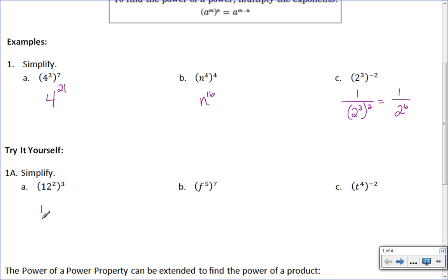Okay, here you should have gotten 12 to the 6th. This is f to the 35th. And this one is 1 over t to the 8th.